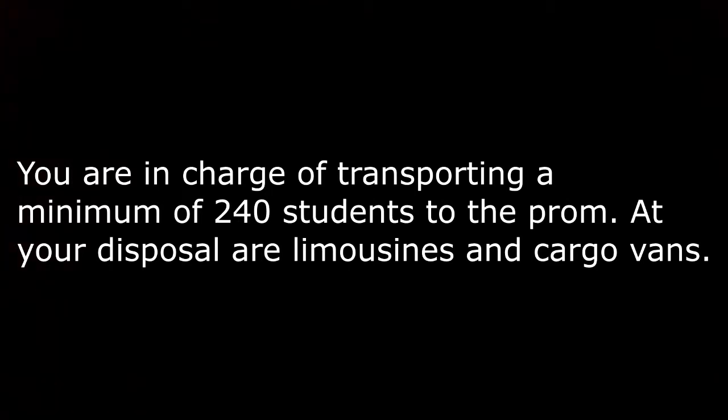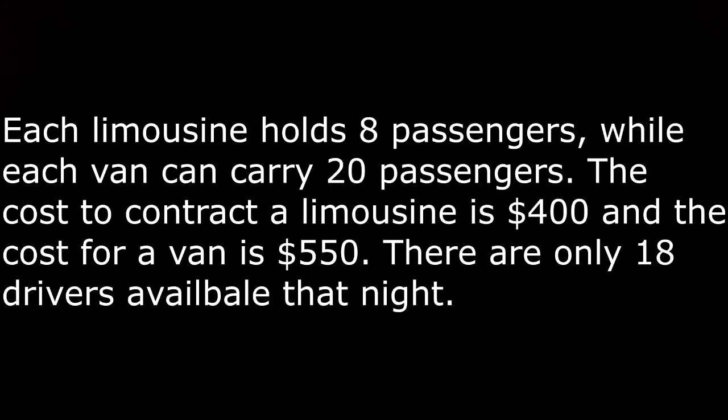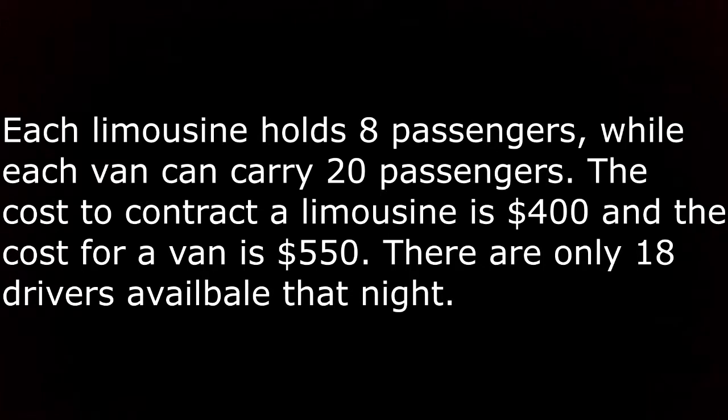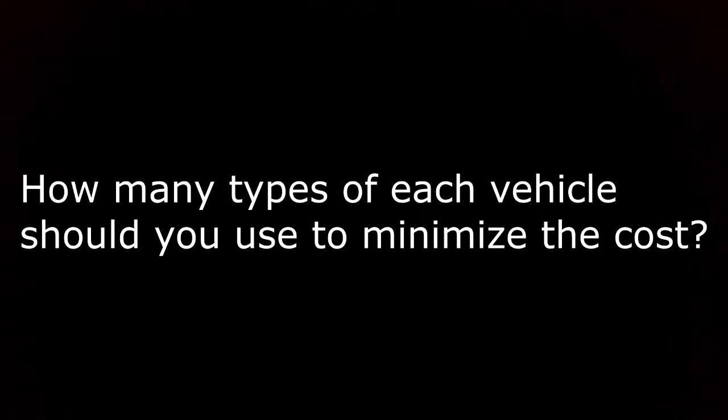At your disposal are limousines and cargo vans. Each limousine holds 8 passengers, while each van can carry 20 passengers. The cost to contract a limousine is $400, and the cost for a van is $550. There are only 18 drivers available that night. How many of each vehicle should you use to minimize the cost?